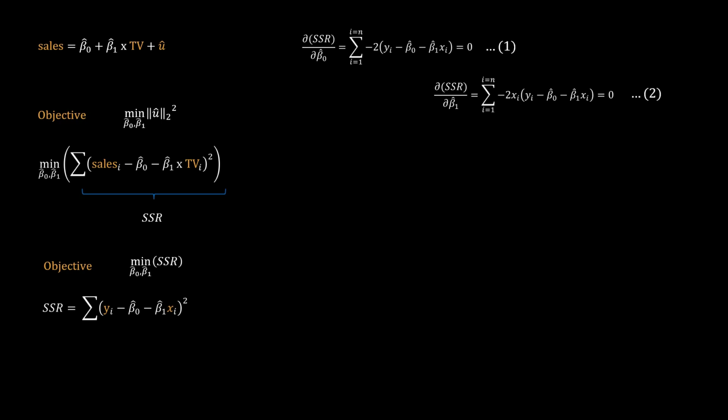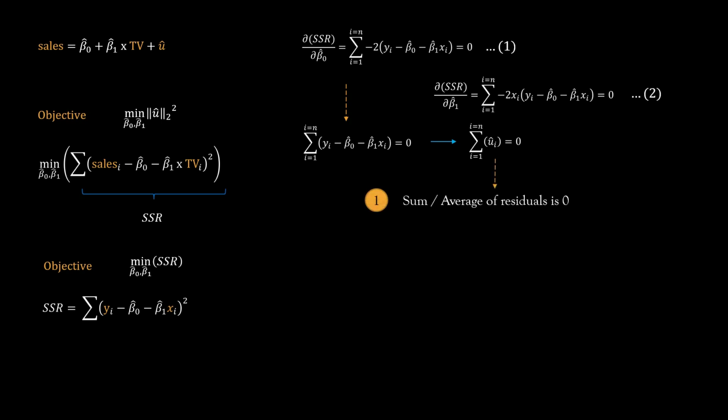So we have two equations and two unknowns. We can easily solve them. But wait, there are useful insights in these equations. Equation 1 reduces to this. This means that the sum of residuals is 0, or you can say the average of residuals is 0. Equation 1 also leads to this, which means that the OLS line passes through the sample mean of x and y. It means the sample average of x and y will lie on the OLS line.